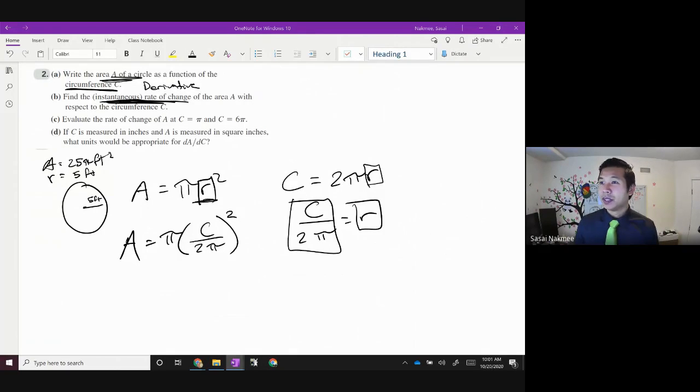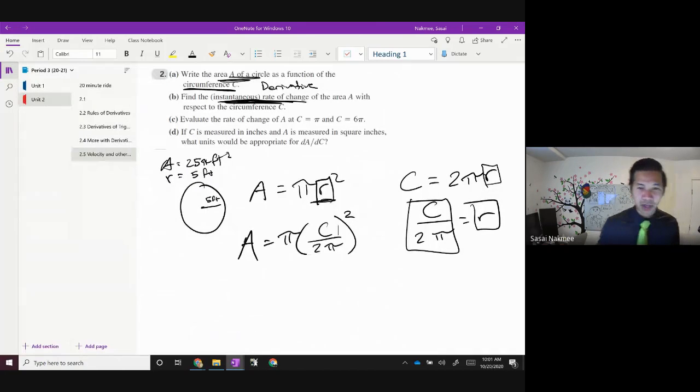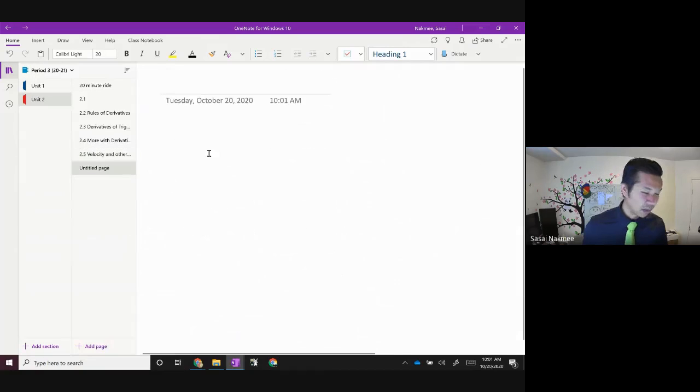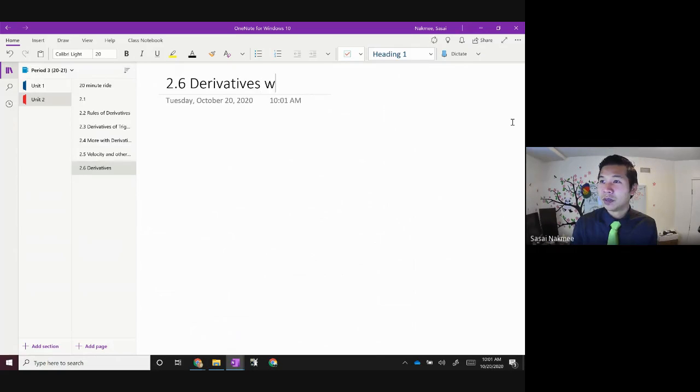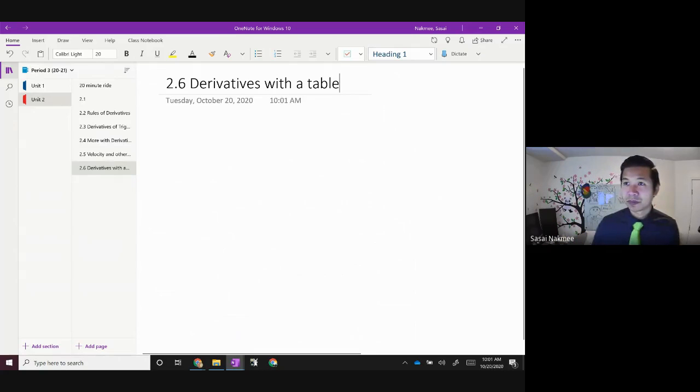Okay, let's move on. We're going to go over this new lesson today, and it is basically derivatives, but when you don't actually have the function, but you have table values of the functions. So let me go ahead and show you what that looks like. If you want to title today's notes, let's call it 2.6 Derivatives with a Table.